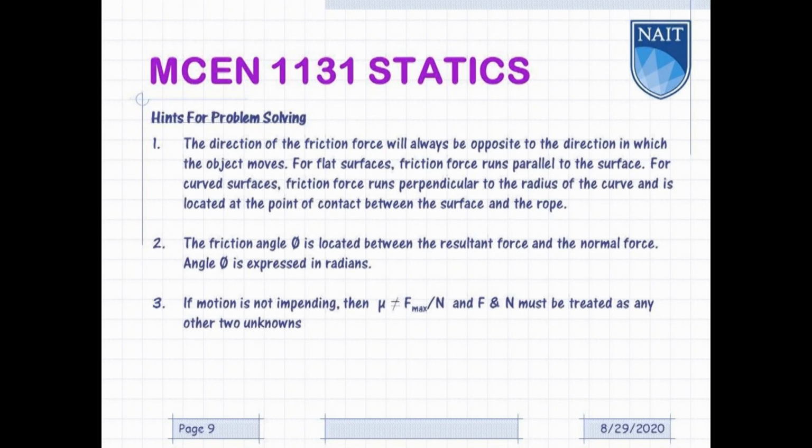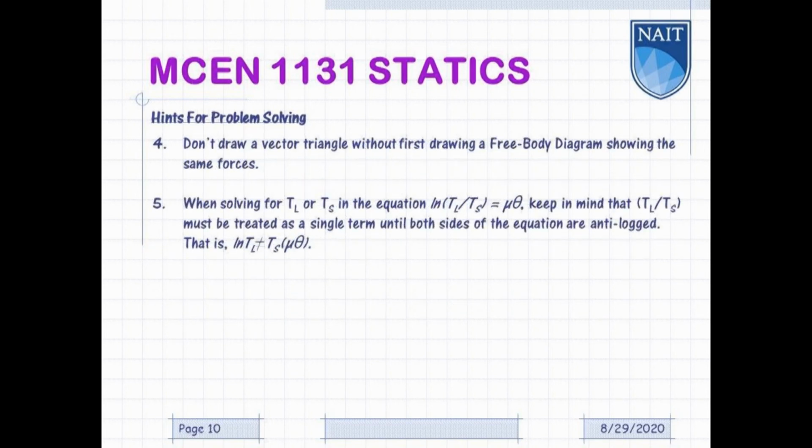3. If motion is not impending, then mu does not equal F max over N, and F and N must be treated as any other two unknowns. 4. Don't draw a vector triangle without first drawing a free body diagram showing the same forces. And 5. When solving for TL or TS in the equation natural log TL over TS equals mu times theta, keep in mind that TL over TS must be treated as a single term until both sides of the equation are anti-logged. That is to say that the natural log of TL does not equal TS multiplied by mu and theta.